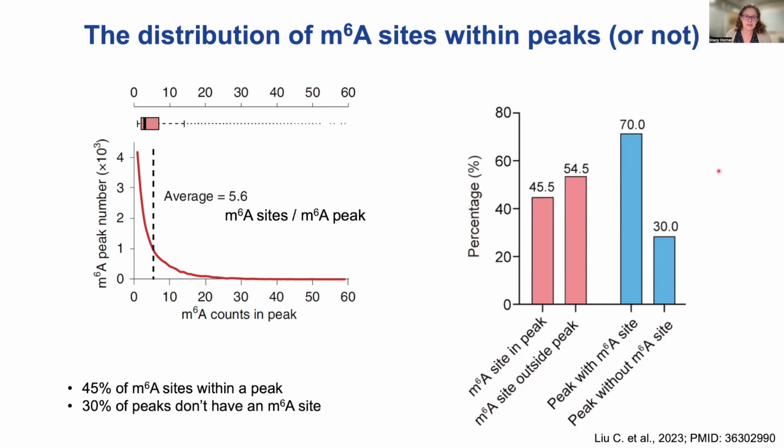In addition, these showed us that 30% of peaks had 0 M6A sites. That really tells us that these antibody-based mapping methods aren't good enough to give us really high resolution data. And sometimes they're actually completely wrong.